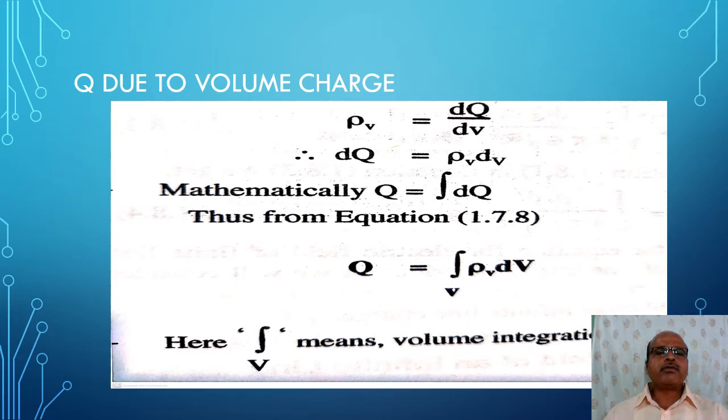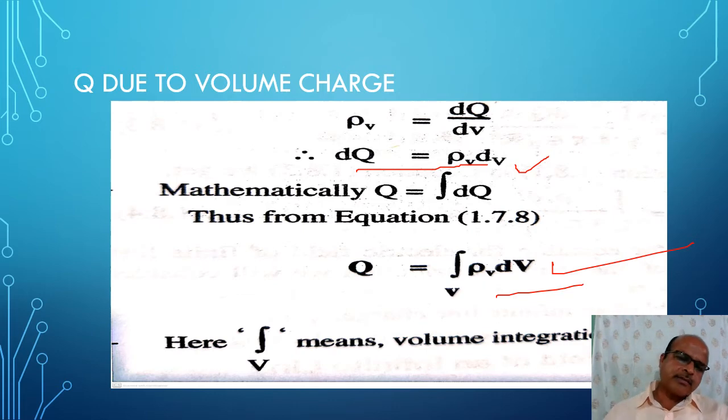Then Q due to volume charge. For the volume charge, rho v is equal to dq upon dv. Therefore dq is equal to rho v dv. Mathematically, Q is equal to the integral of dq. Thus, if we integrate this equation, we get Q is equal to the volume integral of rho v dv. So this is also an important formula.